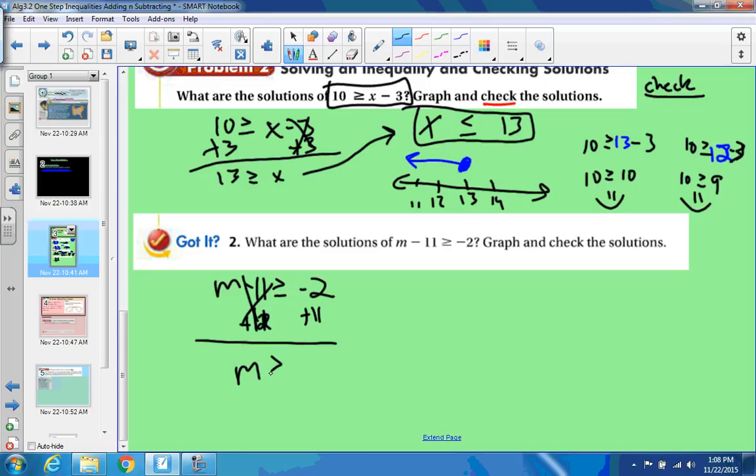You have m by itself greater than or equal to negative 2 plus 11, which is 9. If I graph that, I've got to have 9 on there. So it'd be going up 9, 10, 11, 12. This way it'd be 8. I know this is really sloppy looking.